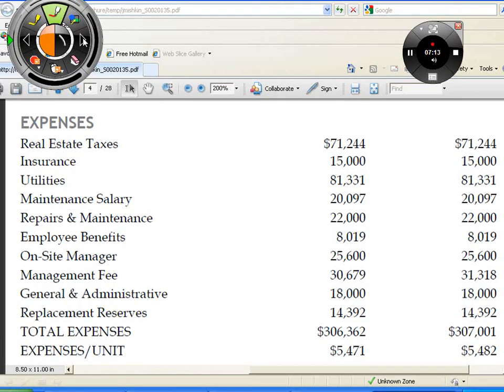And here's how the expenses broke down on that package. The real estate taxes, and you can see there's a current and pro forma column here. Current taxes does not mean the current owner's taxes. It means what the new buyer is going to be paying day one. So don't get confused about that in the current column. His insurance, his utilities are lumped together. Maintenance salary, repairs and maintenance, employee benefits is workman's comp and payroll tax, on-site manager, management fee is the off-site management fee, general administrative, and this one does have replacement reserves for total expenses.